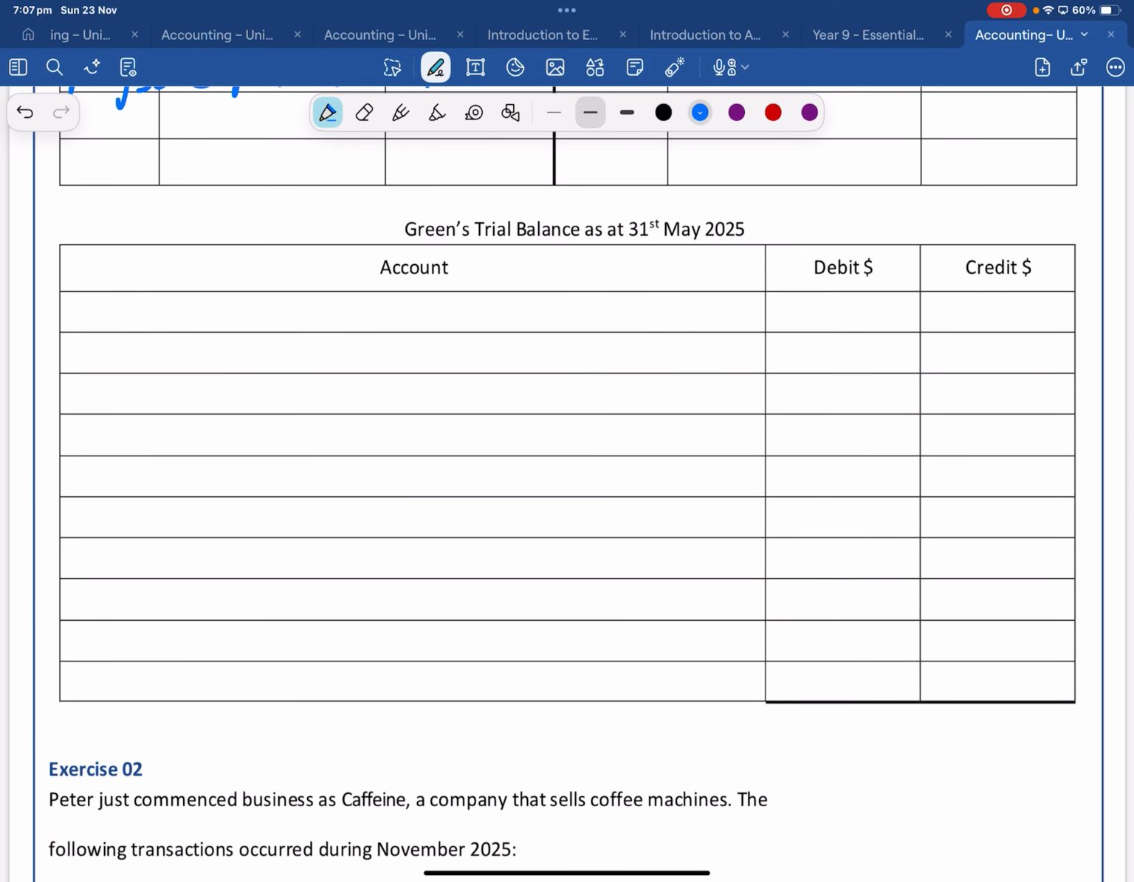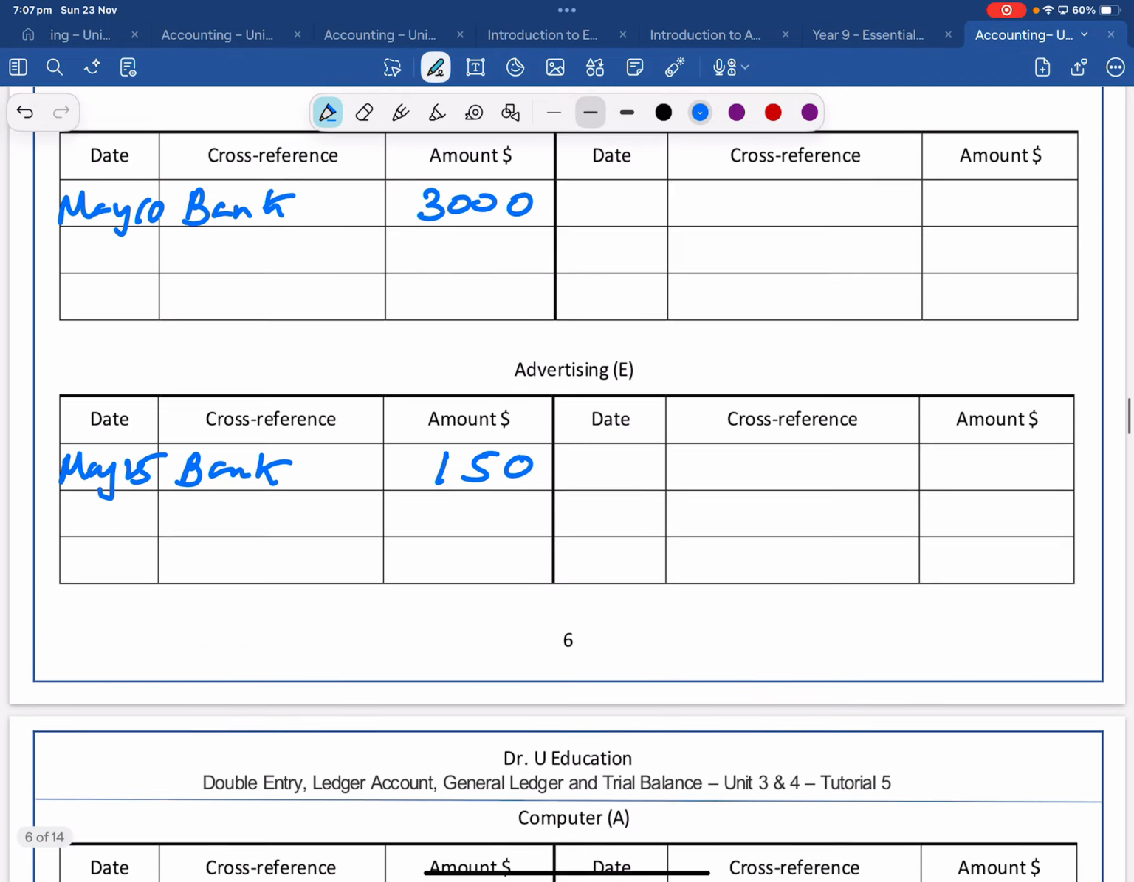Right? But this date, make sure 31st May, last day. We are recording it as of last day. But however, we'll record what is the account name? Bank. Which side? Debit or credit? Debit, 35,985. Okay, now like that, we have to do for all the other ledger accounts. Shall we do it?